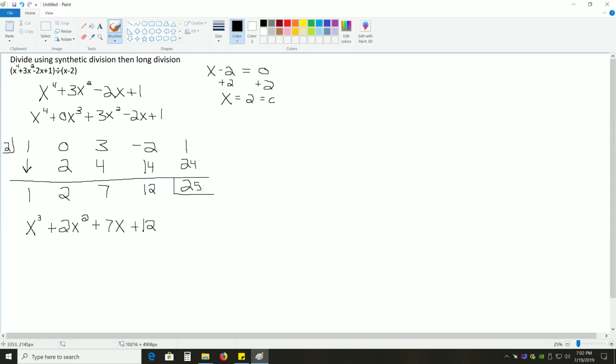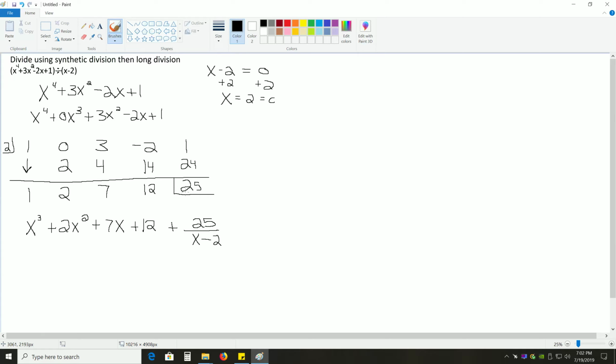and finally the remainder is 25, and your remainder always goes over the divisor. So we get plus 25 over x minus 2.